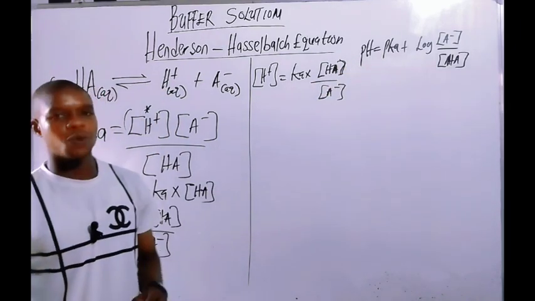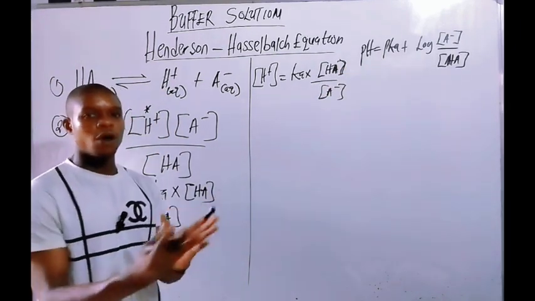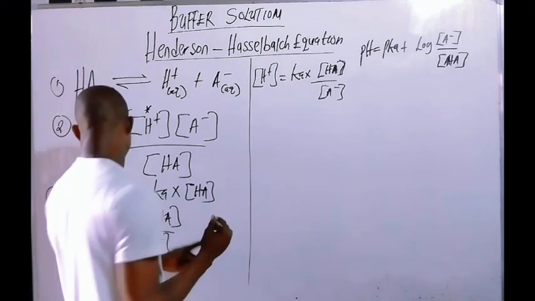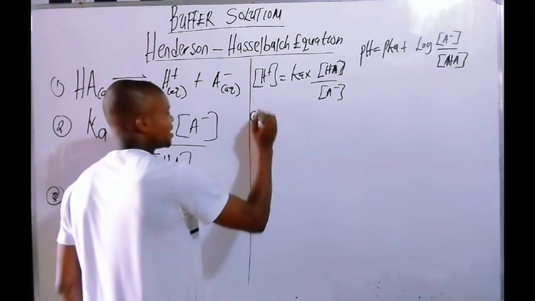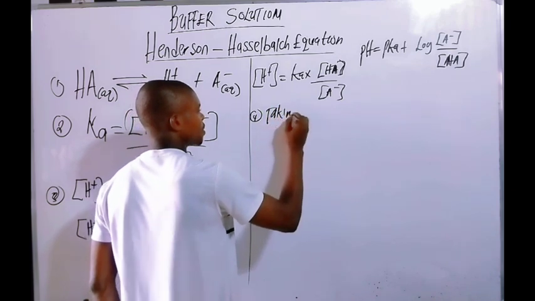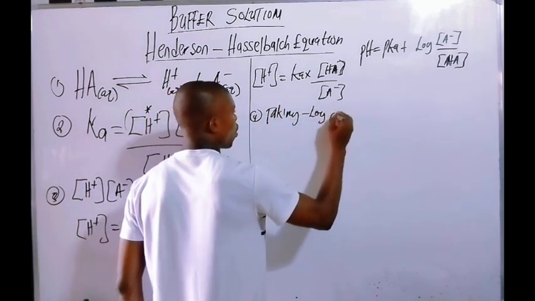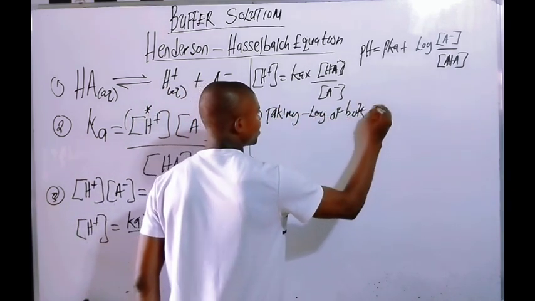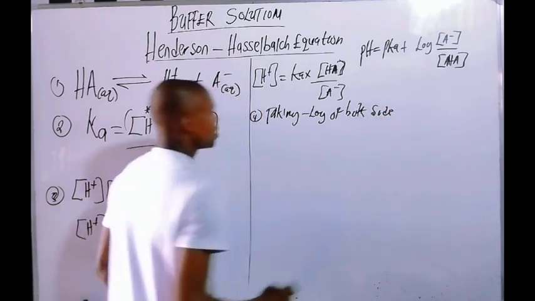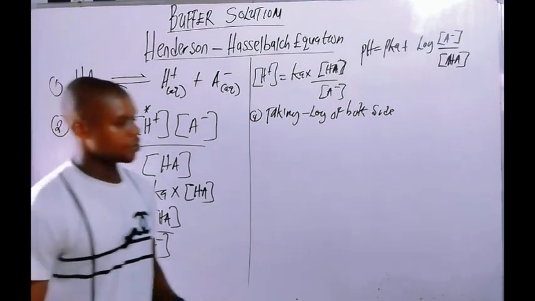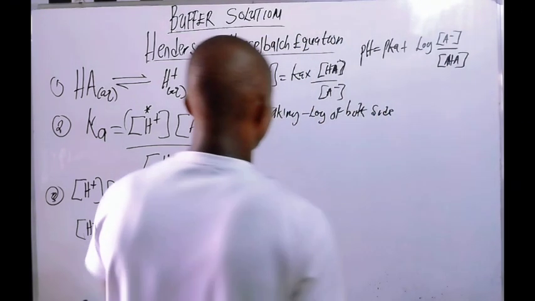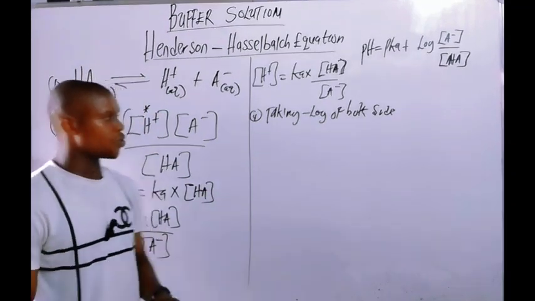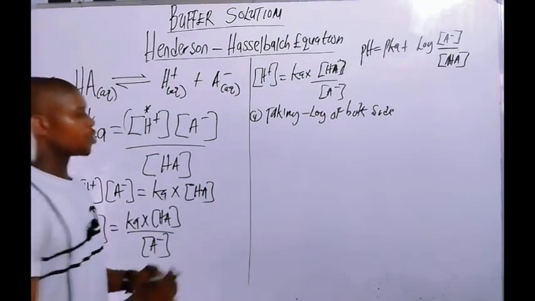So the next one to do is step 4: taking the negative logarithm of both sides. Taking minus log of both sides.